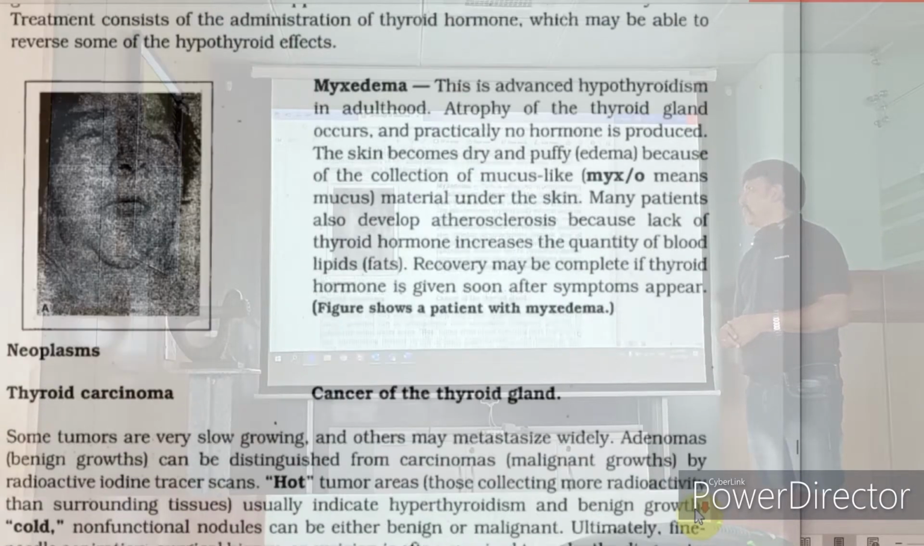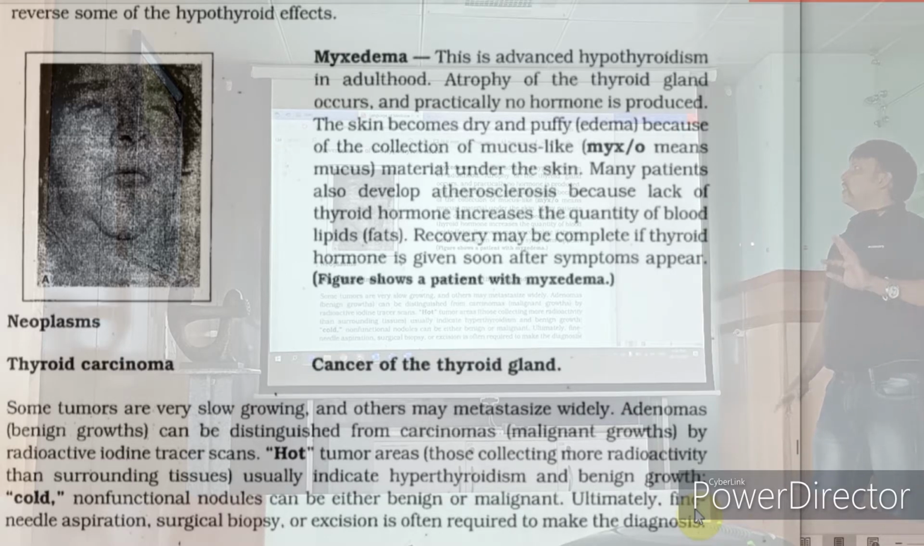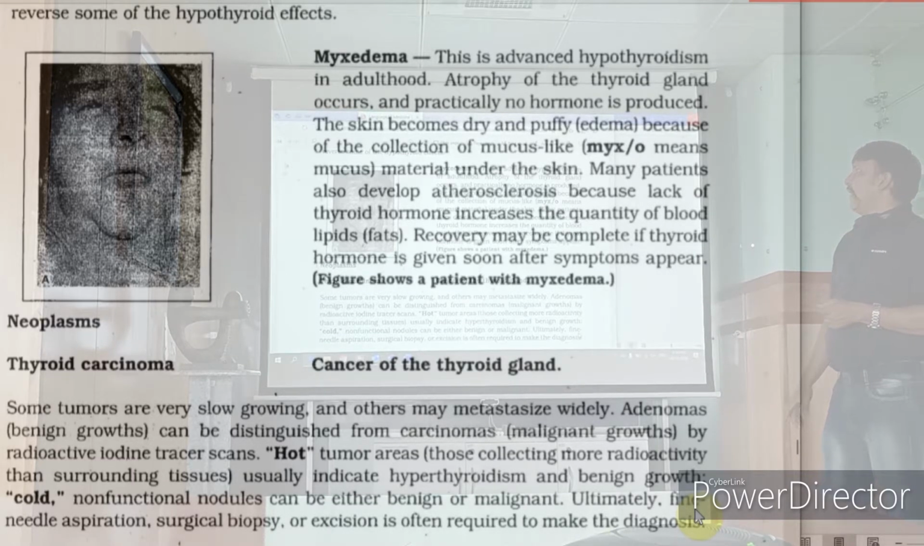Scroll down. Myxedema. Same thing, advanced hypothyroidism in adulthood. Atrophy of the thyroid gland occurs, practically no hormone is produced. The skin becomes dry, puffy, that is edema, because of collection of mucus under the skin. Many patients also develop atherosclerosis. You understand atherosclerosis? Hardening of your arteries, or fat deposition happens because of lack of thyroid hormone, increasing the quantity of blood lipids. Recovery may be complete if thyroid hormone is given soon after symptoms appear.